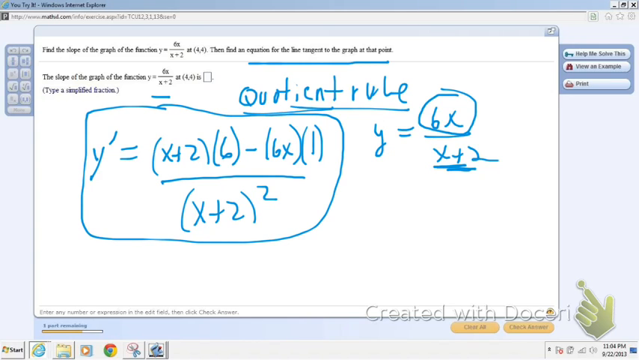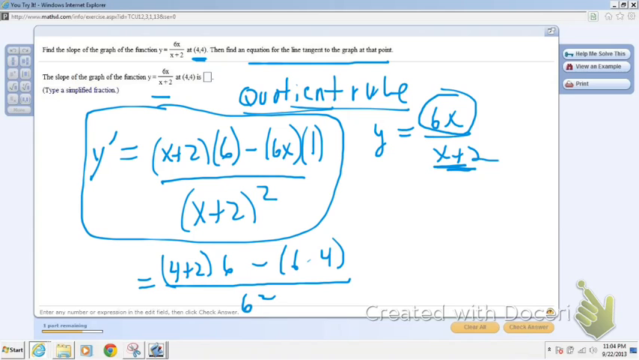It says find the slope at the point (4, 4), so we would have to plug in 4. Everywhere we see an x, we'd plug in 4. So we'd have (4 plus 2) times 6 minus 6 times 4, all over (4 plus 2, which is 6) squared. Keep crunching that out, and we'll have the derivative evaluated at 4.